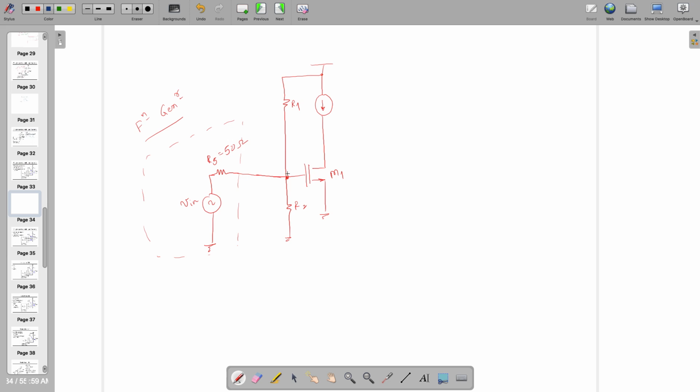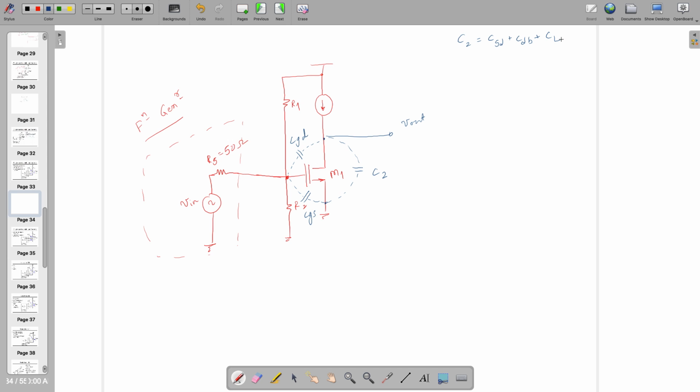Now I have added some of the parasitic capacitances. This we are calling CGD, this we are calling CGS, and this we are calling CSD plus CDB. This is the junction capacitance, and this is the source to drain capacitance, if there is any. And maybe in addition there might be some load capacitor also. Let's call the whole thing C2, where C2 is nothing but CSD plus CDB plus CL.